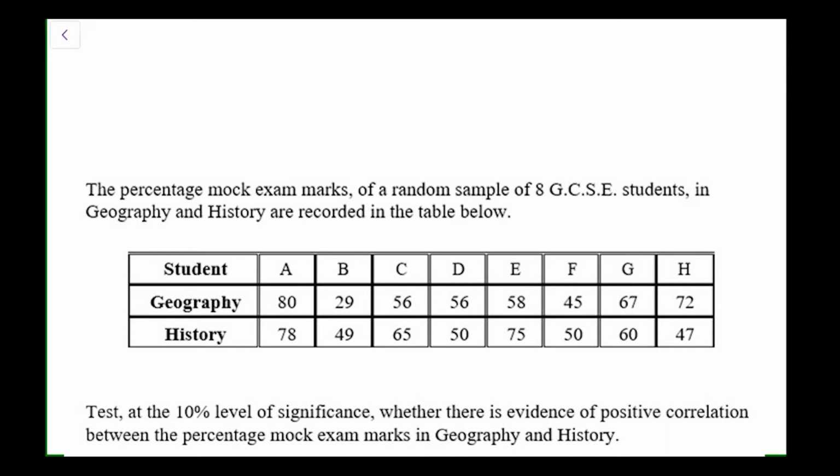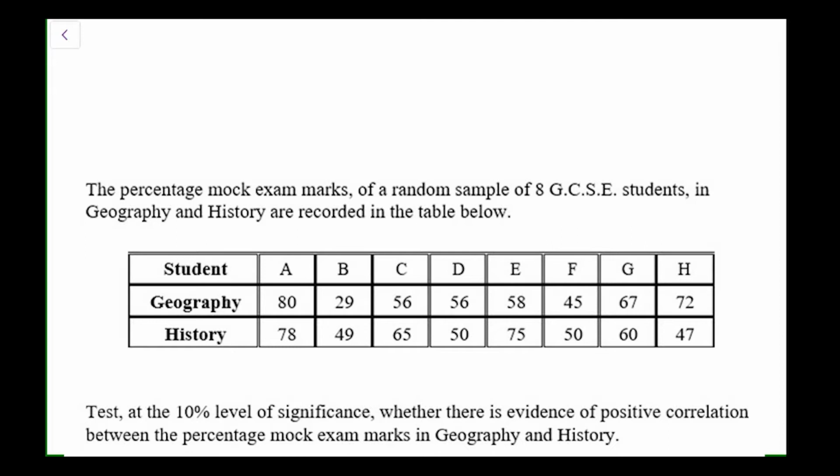So in this question, we're given some data on the percentage mock exam mark of a random sample of 8 GCSE students. We're then asked to test at the 10% level of significance whether there's evidence of positive correlation between the percentage mock exam marks in the subjects geography and history. So we're doing a hypothesis test here on the correlation coefficient.